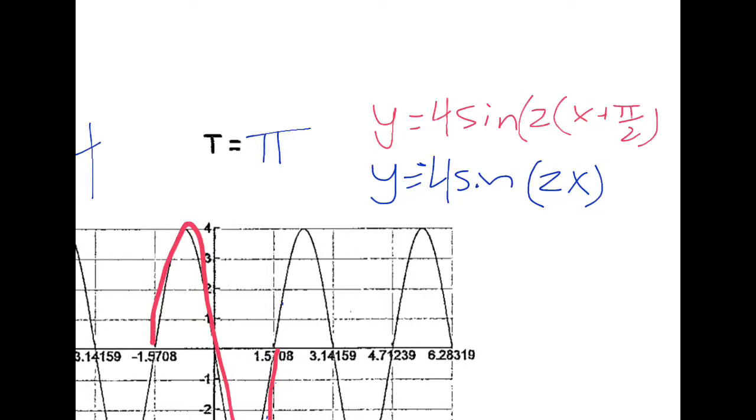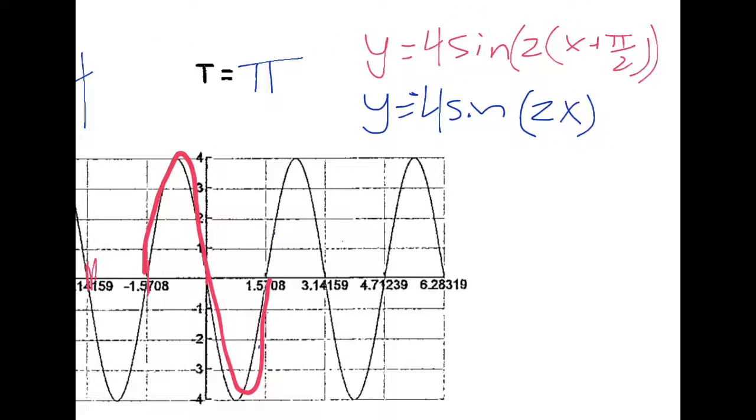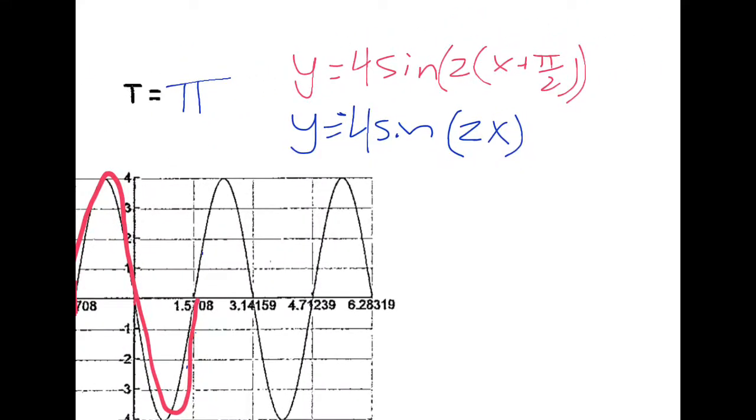And how did I know it was pi over 2? Well, it is half of that pi. So we shifted by pi over 2. So when we wrote it in factored form, we got what we were looking for.